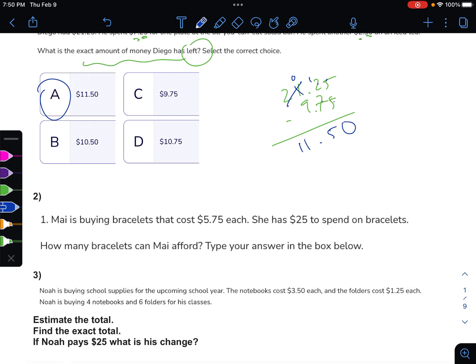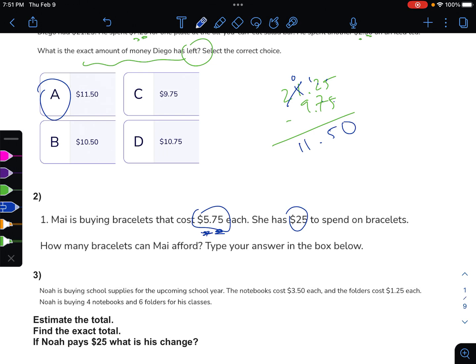Maya's buying bracelets. It's $5.75 each, and she has $25 to spend. So for this one, we could do $25 and divide it by $5.75. The strategy I was trying was to figure out how many $5.75s I could make. So I just kind of guessed, I'm using estimation. 2 of them is going to put me about $10, 3 of them gets me up to 15, and 4 of them gets me up to 20. And the 75 cents is a little bit more in each one.